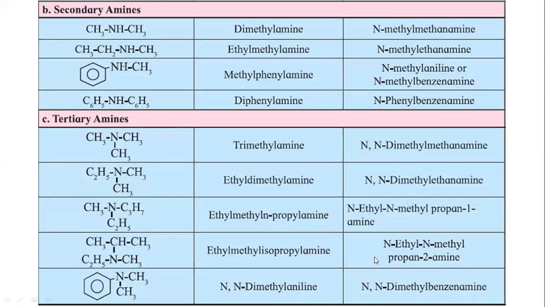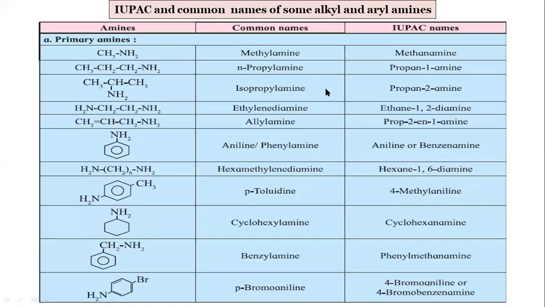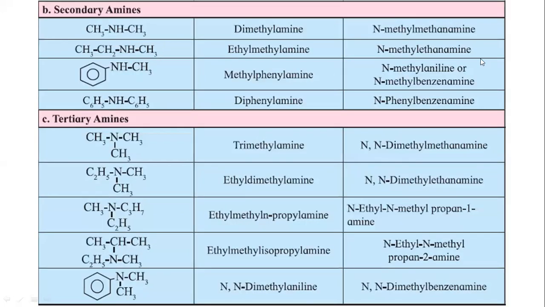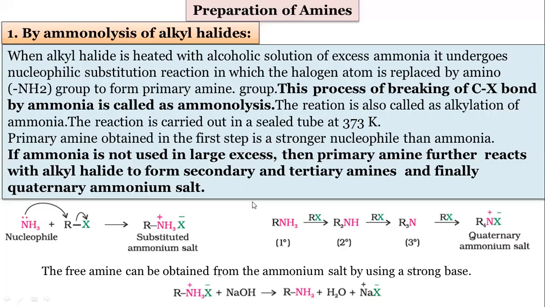So these are the common names and IUPAC names of primary amines. These are the common names and IUPAC names of the secondary amines, and these are the tertiary. So make a practice at home, then you can understand how the nomenclature system is introduced, how the common names are given, and how the IUPAC names are given. Then preparation of amines.